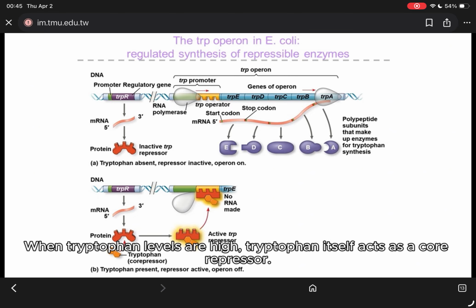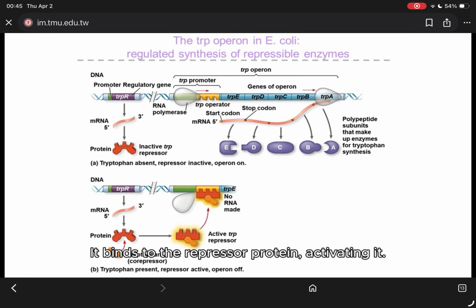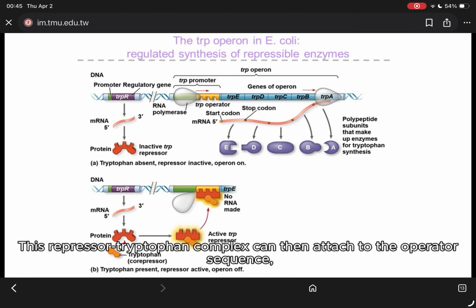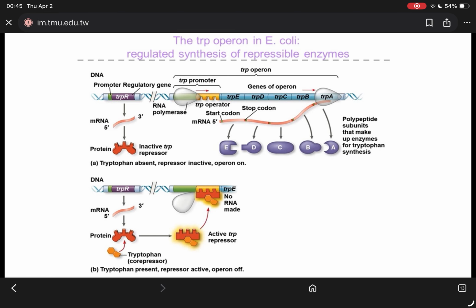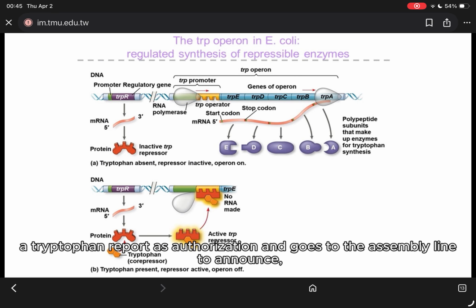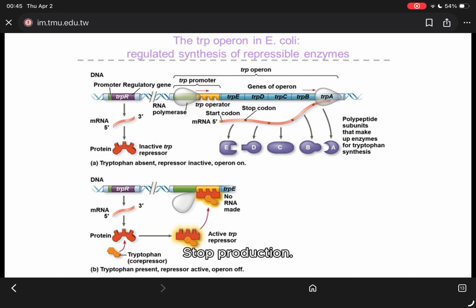When tryptophan levels are high, tryptophan itself acts as a corepressor. It binds to the repressor protein, activating it. This repressor-tryptophan complex can then attach to the operator sequence, physically blocking RNA polymerase and halting transcription of the operon. Analogy: the supervisor, the repressor, now holds a tryptophan report as authorization and goes to the assembly line to announce, "We have enough inventory. Stop production."